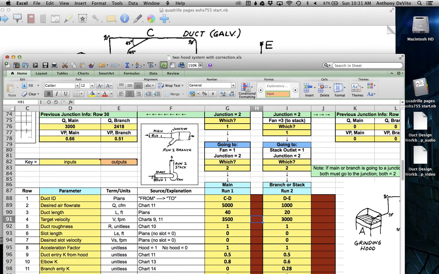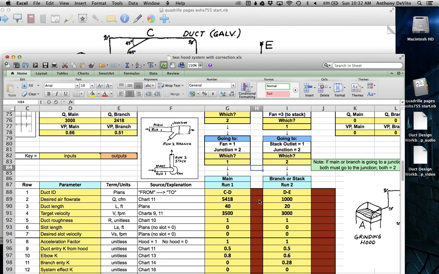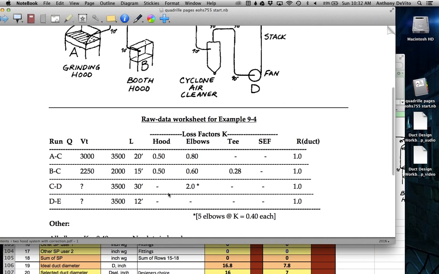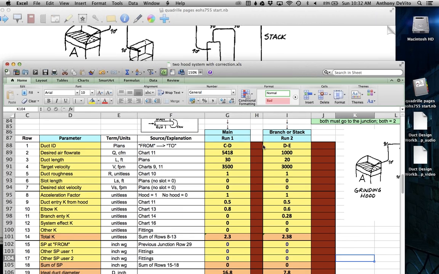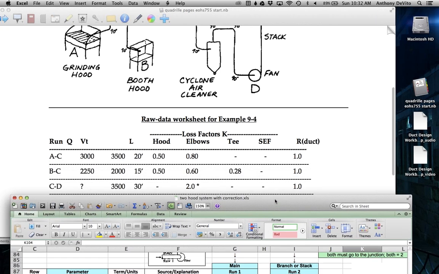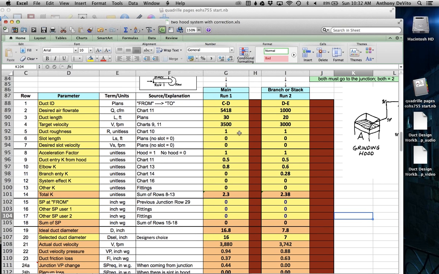Our total Q, the total amount of air that we're going to be moving, is going to be 5418. First I have to tell it I'm coming from a junction and going to a fan. Put a 1 in there, not another junction. I'm going to start here, 5418. The total length of ductwork in this section, C to D, is 30 feet. What was the target velocity here? It was always the same. We need to keep things moving at the highest target velocity, so that's going to be 3,500. Whatever's in there is what we have to use, right? 3,500, that's good. The duct roughness is 1.